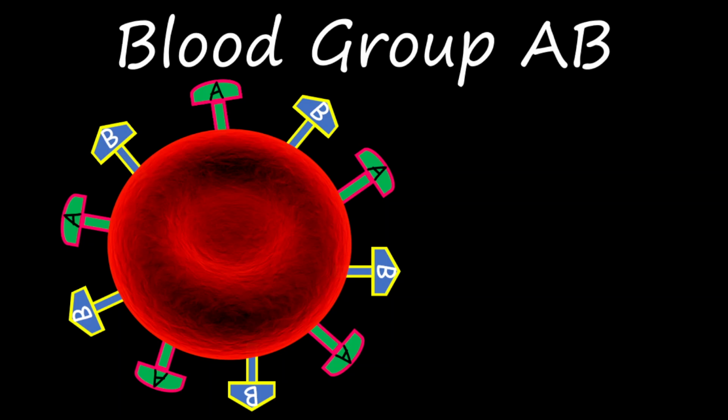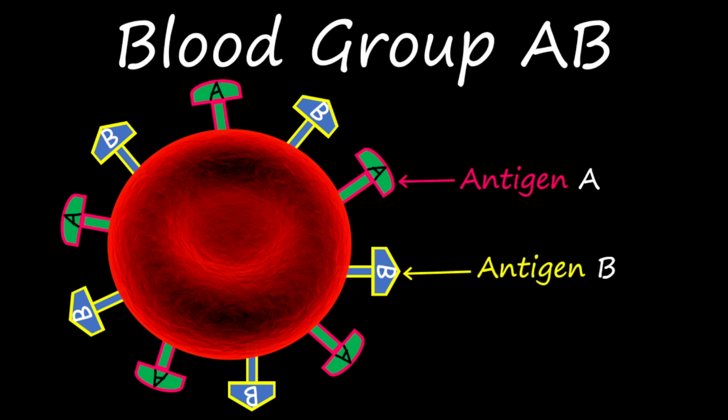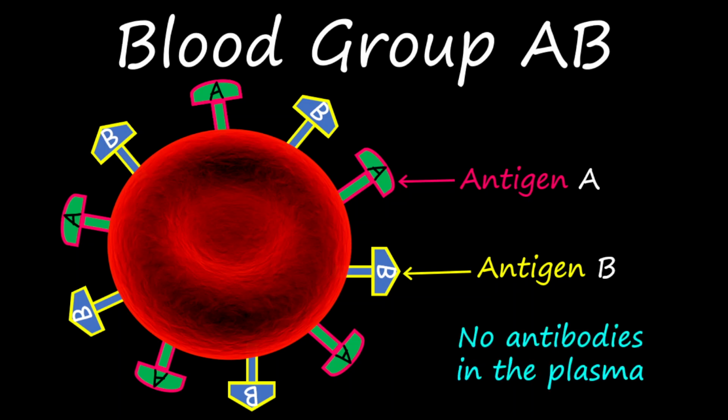Now, the blood group AB has antigen A and also antigen B attached to the red blood cells. Now, if we have antigen A and antigen B on the red blood cells, then think about it. We cannot have any antibodies within the plasma because the antibodies will attack one or both of them. So once we have both antigens, there's no antibodies. All right, and that is for the AB group.